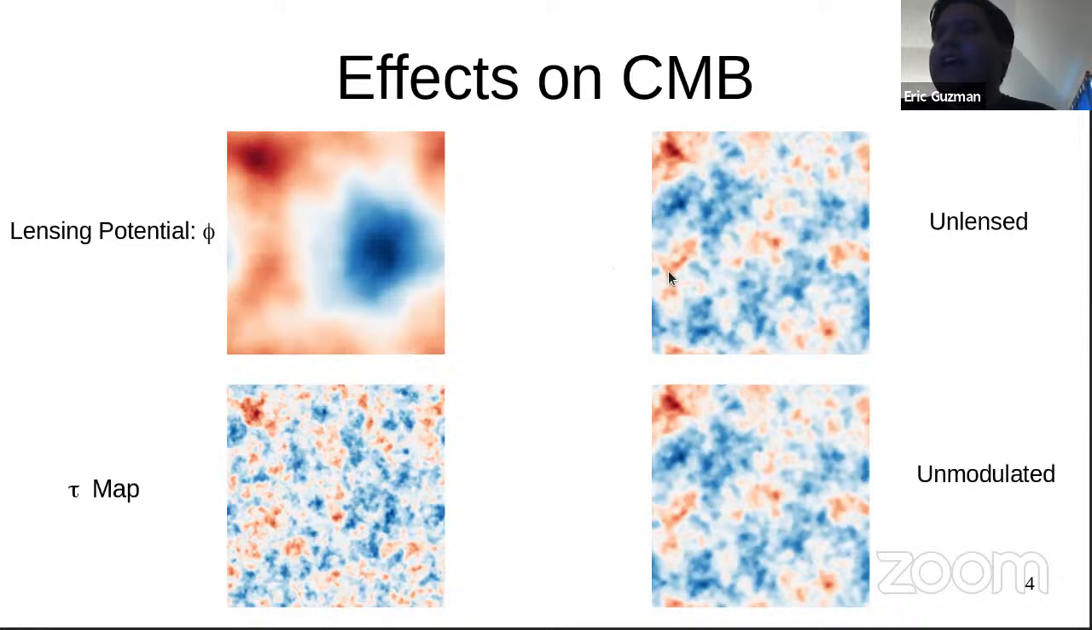And so on the top, we have the effect of lensing, and on the bottom, the effect of the modulation by tau. And so on the right, we just have the primordial maps unlensed and modulated, and the lensing potential that we'll use to lens this field, and the tau map that we'll use to modulate this. So we go from unlensed to unmodulated. When we lens it, you should see a magnification and demagnification in certain spots according to this potential. And here you should see a difference in amplitude of the spots.